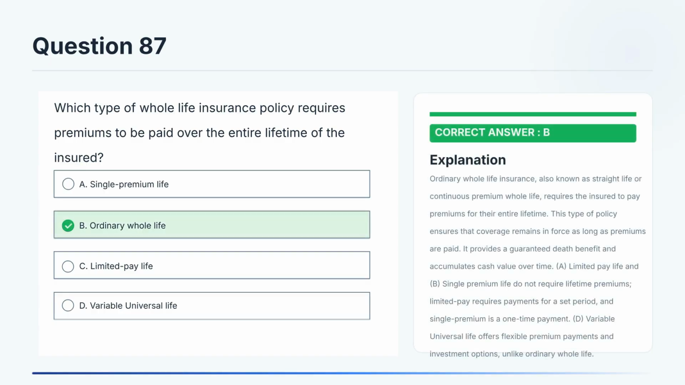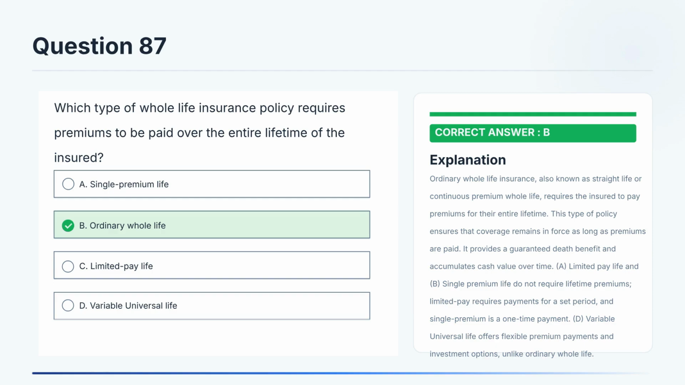The answer is B. Ordinary whole life. Ordinary whole life insurance, also known as straight life or continuous premium whole life, requires the insured to pay premiums for their entire lifetime. This type of policy ensures that coverage remains in force as long as premiums are paid. It provides a guaranteed death benefit and accumulates cash value over time.